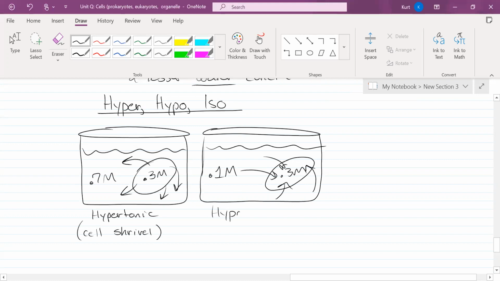So what type of solution is this? Hypo. My first year teaching, I had a student say hypo like a hippo. So what's going to happen to the cell? It's going to swell up.